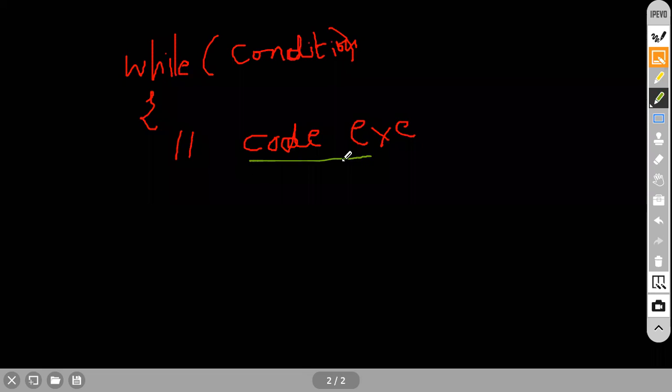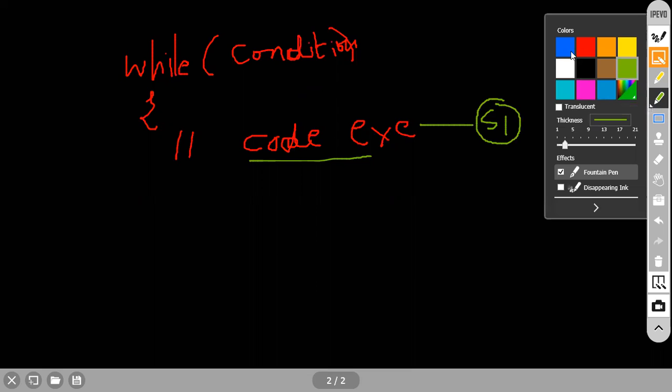Clear? Now, after that, suppose you want to repeatedly execute the statements. Think like this is an S1 statement. Continuously wanting to execute means what you have to do? This is very, very highlighted: we have to increment or decrement. So I will say INC, nothing but increment, or DEC, nothing but decrement.